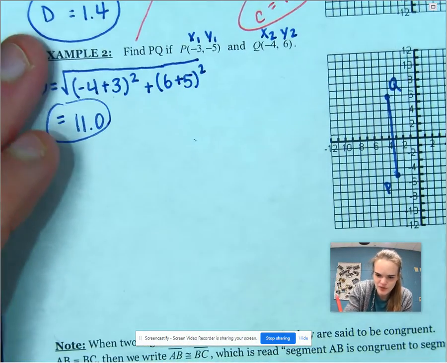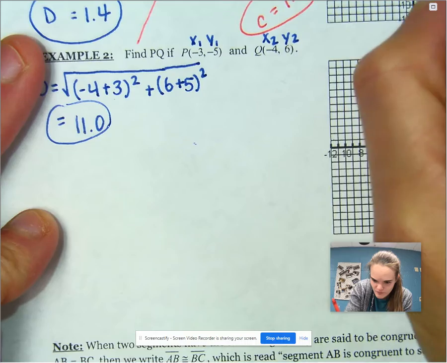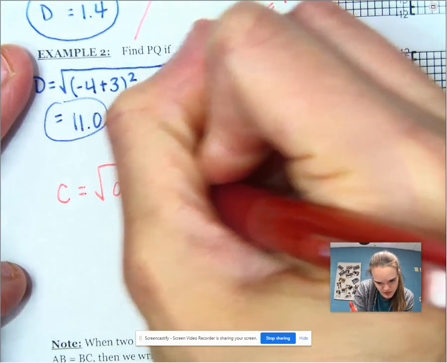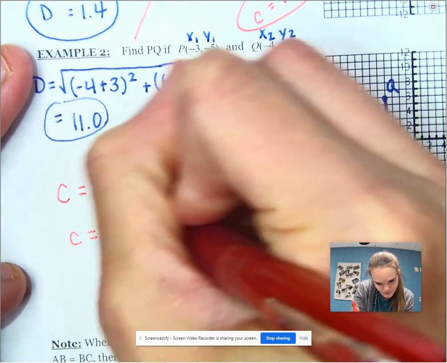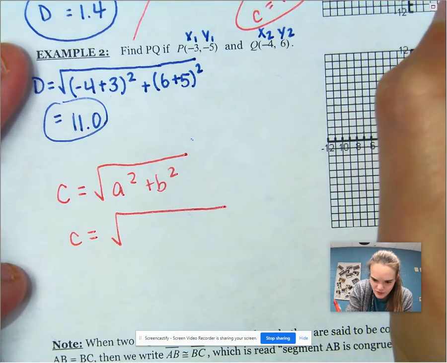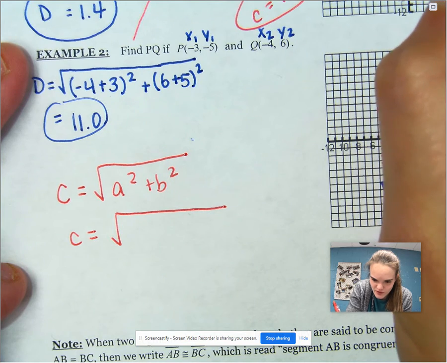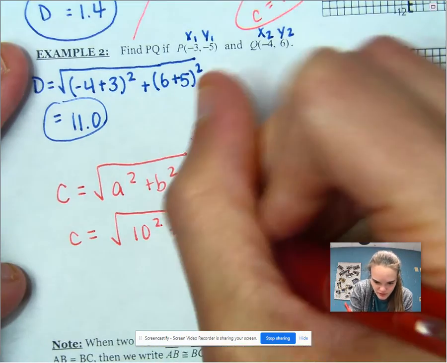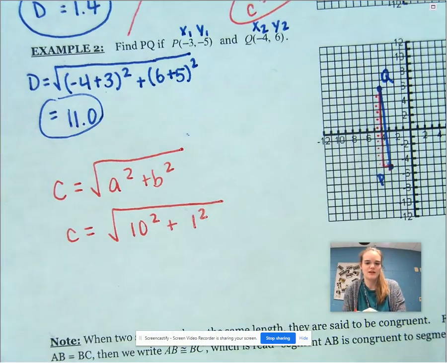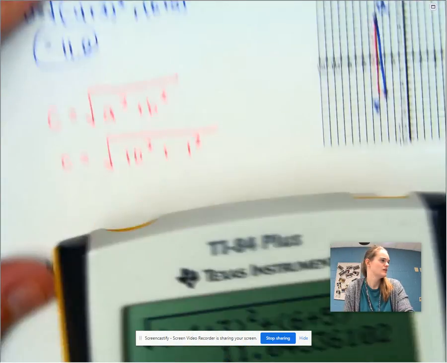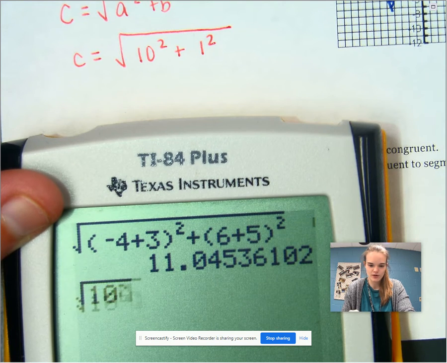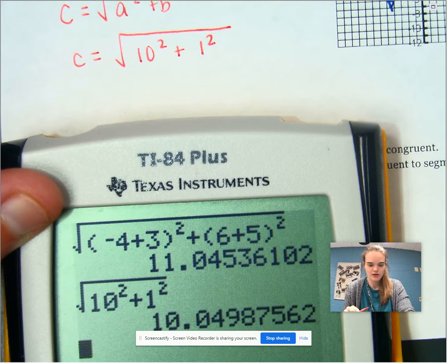Okay, let's try the Pythagorean theorem. And I'm going to go ahead and start with this formula, a squared plus b squared. Okay, this length right here is 1, 2, 3, 4, 5, 6, 7, 8, 9, 10. 10 squared plus 1 squared. And I'm going to type that in just like it is. Ten squared plus 1 squared. Well, look at that. It's not the same, so something's wrong.